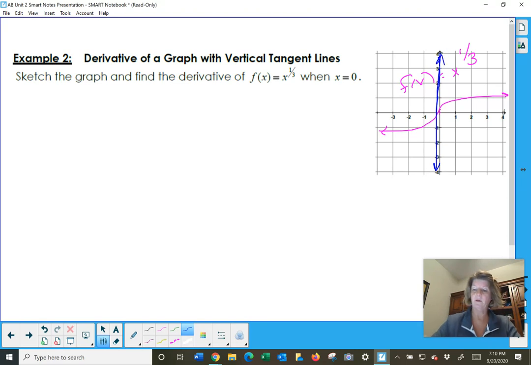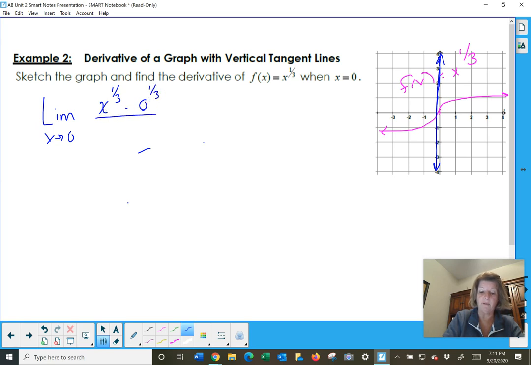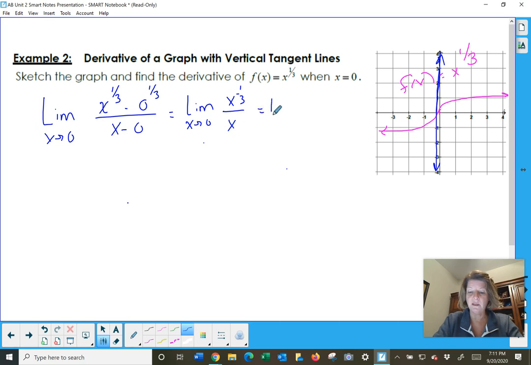line in there. And we could look at the limit as x approaches 0 of x to the 1/3 minus 0 to the 1/3, evaluating the limit at c, and then x minus c, where our c value is 0. That gets us the limit as x approaches 0 of x to the 1/3 over x. We would use the subtraction rule to simplify those exponents. So that's going to give me 1 over x to the 2/3. It'll be positive in the bottom.